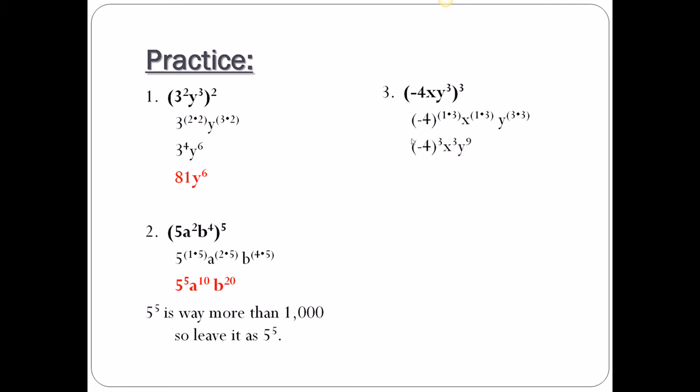And do you think negative 4 to the 3rd is less than 1,000? Oh, yes it is. It's going to be negative 64. Ding, ding, ding, ding, ding. Okay. Want to do it again?